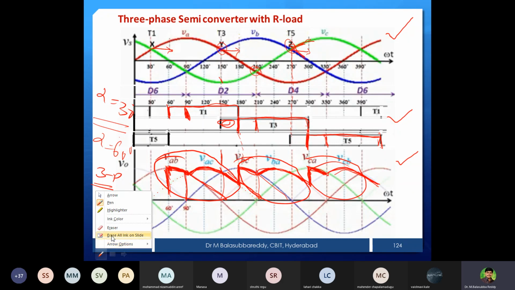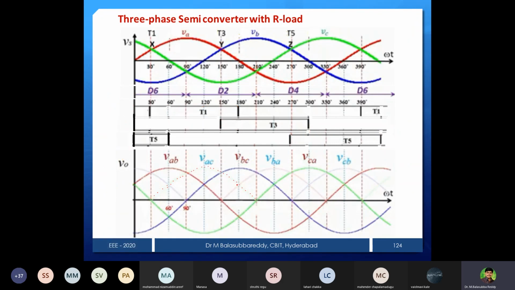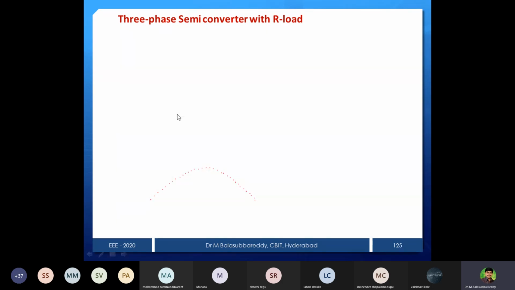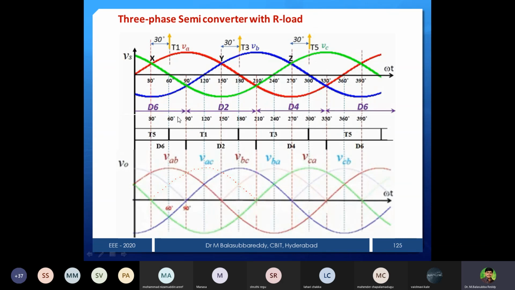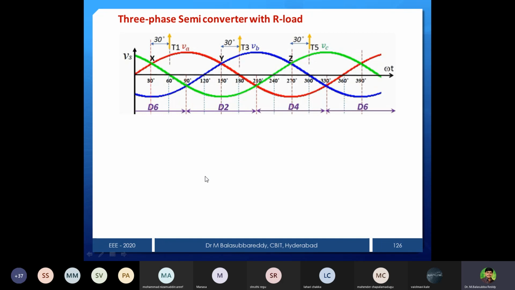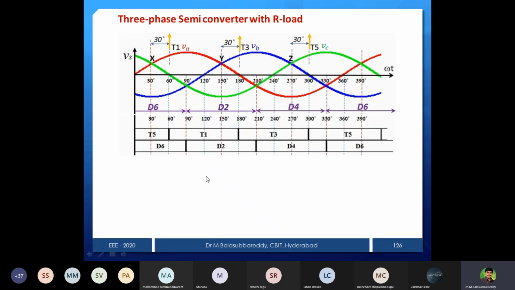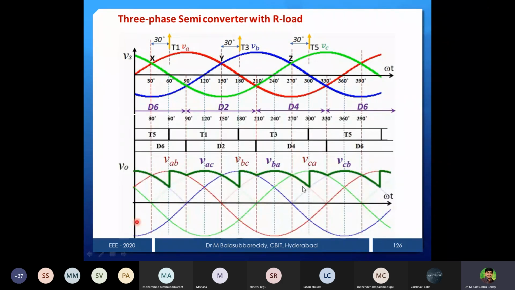So now if you increase the alpha value, you are only shifting the one line for the firing pulse. Like that, you can see this is the alpha 30 degrees firing pulse, and you can shade whatever I shaded previously, and for alpha equal to 30 degrees the output is like this. I already drew the repeated pulses here.